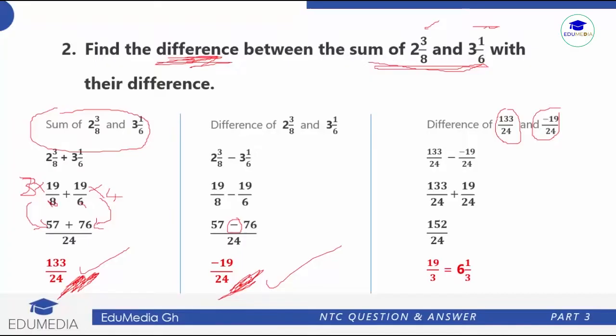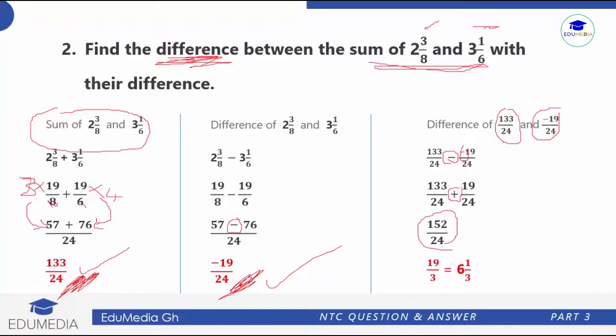Since there's a negative here and this is also a negative here, it becomes a plus. So 133 over 24 plus 19 over 24, and then we get 152 over 24. Then reducing this figure, that's 152 divided by 24, we get 19 over 3. Now this is an improper fraction.